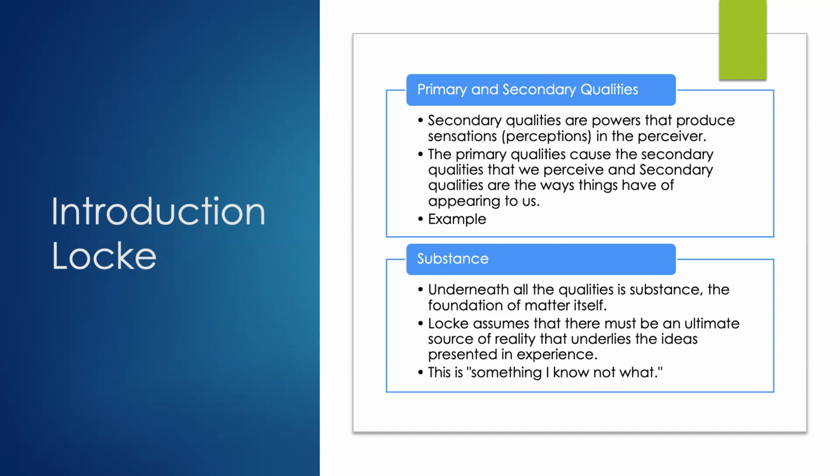So what is it? Which is why Locke basically says this. He thinks you've got to have it, but you don't know what it is. So it's something I know not what. And he's pretty reluctant about it. He's like, yeah, this is terrible, I don't want to have this. But he kind of accepts it because he can't think of anything else.